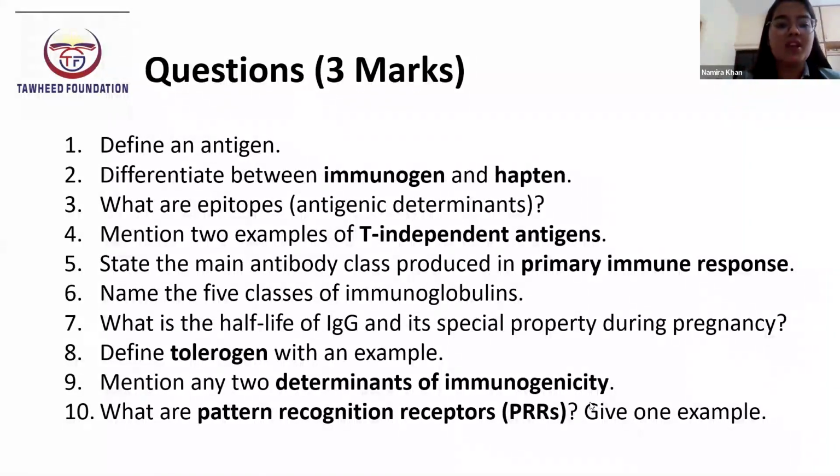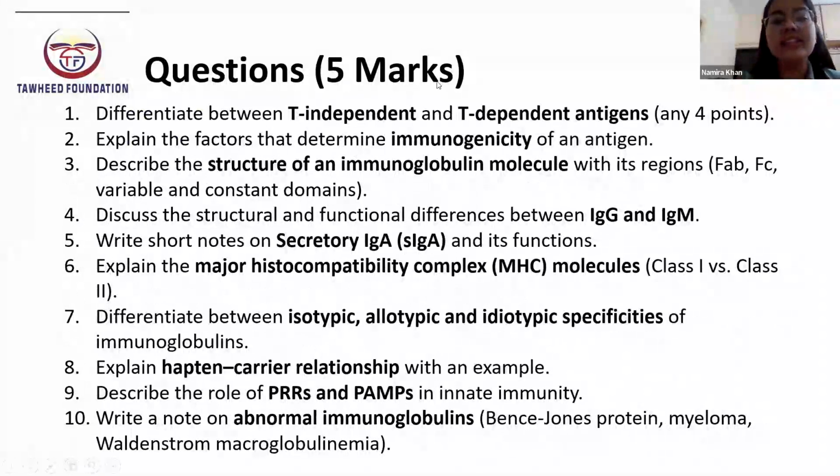Give one example. For 5-mark questions: First, differentiate between T-dependent and T-independent antigens. Second, explain the factors that determine immunogenicity of an antigen. Third, describe the structure of an immunoglobulin molecule with its regions, that is Fab, Fc, variable and constant domains. Fourth, discuss the structural and functional differences between IgG and IgM. Fifth, write short notes on secretory IgA, that is SIgA, and its function.